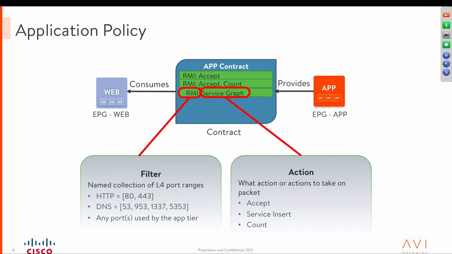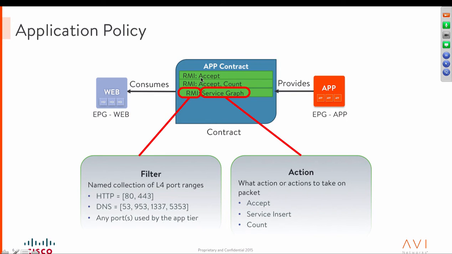We have, like we were talking about, the web tier and the app tier. In the ACI world, these tiers are modeled by what we call an EPG, or an endpoint group. So in this particular slide, we have a web EPG to the left and an app EPG to the right. And the policies that control how traffic flows between these two endpoint groups are modeled by what we call a contract. So we have a contract over here.